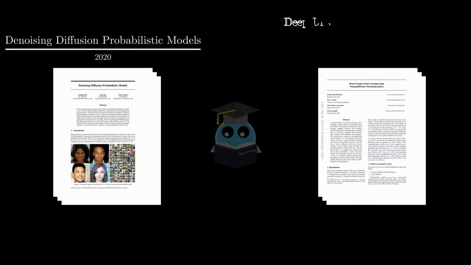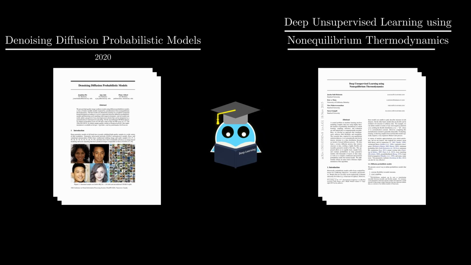The paper that brought diffusion models into the spotlight is called Denoising Diffusion Probabilistic Models, or DDPM, by Jonathan Ho and collaborators, and it was published in 2020. Despite its reputation, this paper did not introduce diffusion models, nor did it coin the term. The earliest known reference to diffusion models as we know them comes from a 2015 paper titled Deep Unsupervised Learning Using Non-Equilibrium Thermodynamics by Jascha Sohl-Dickstein and colleagues.